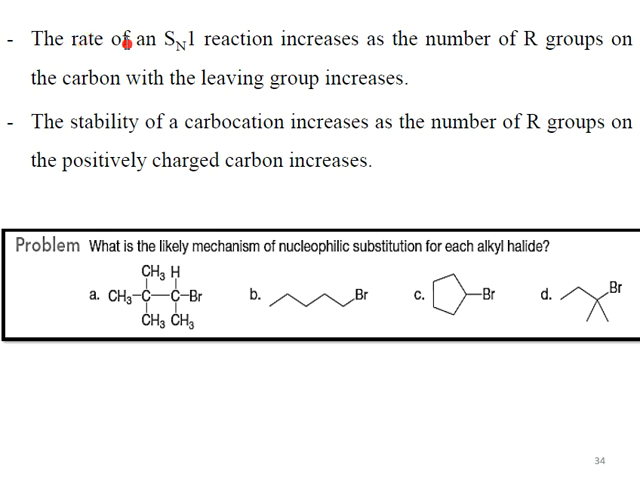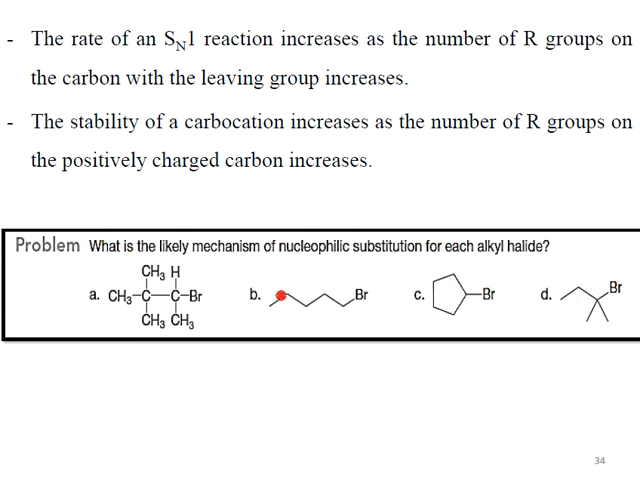And here the rate of SN1 reaction increases as the number of R groups on the carbon with the leaving group increases. Okay, this is also so important. The stability of the carbocation increases as the number of R groups on the positively charged carbon increases. And this is a homework for you: which is the likely mechanism for the nucleophilic substitution for the alkyl halides?